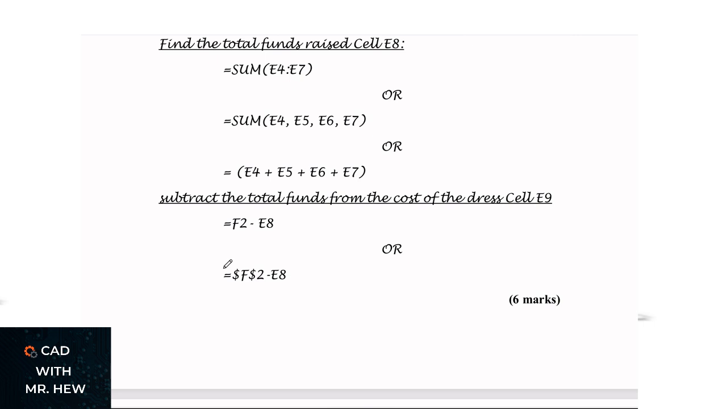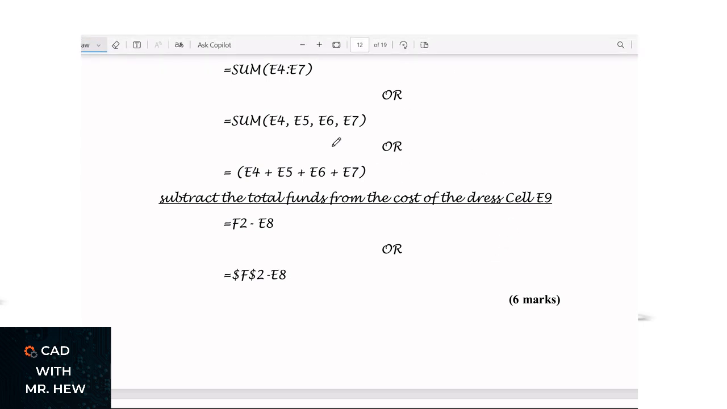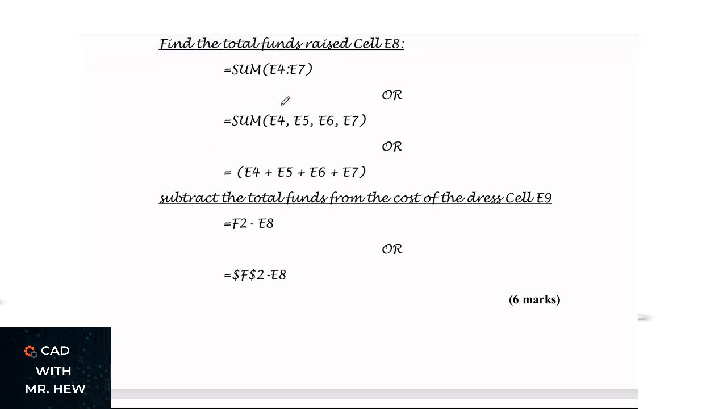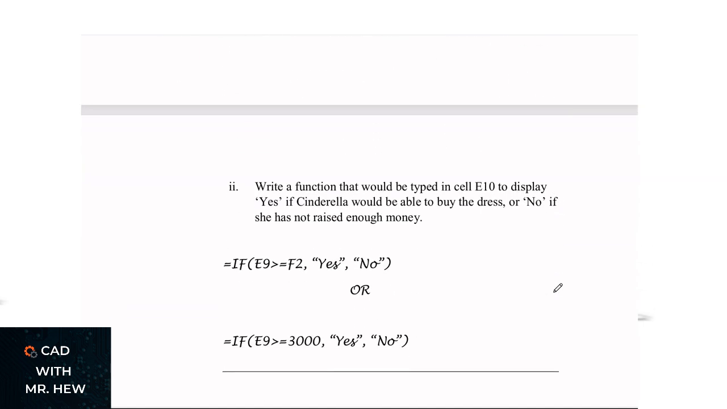Or another correct answer is equal $F$2 minus E8. If you have either one of these two answers, you will get the 6 marks, right? The 6 marks is for this section and this section, right? So you will get 3 marks here, 3 marks here to give you a total of 6 marks.